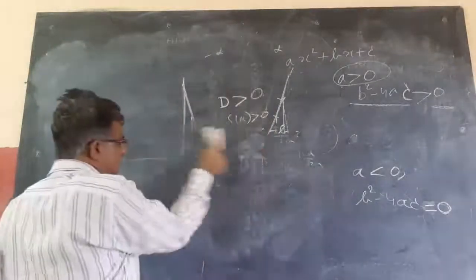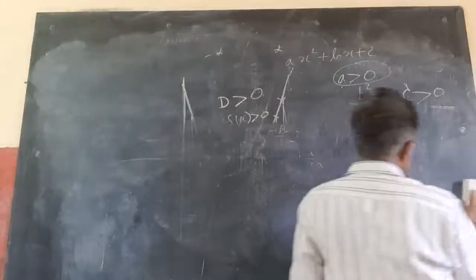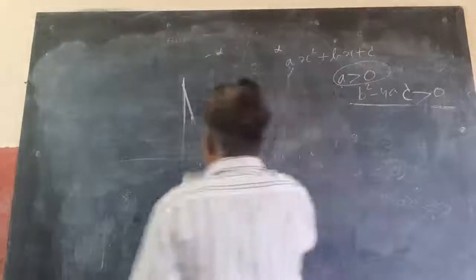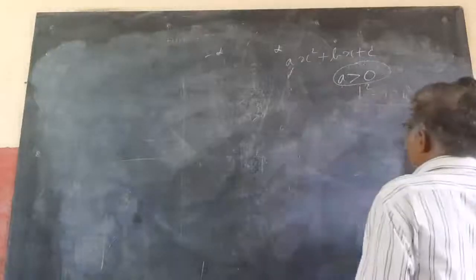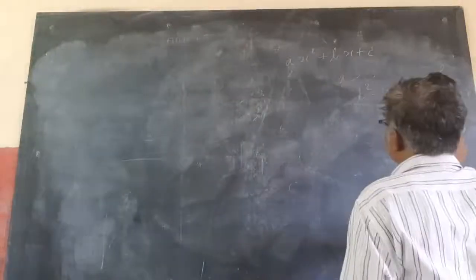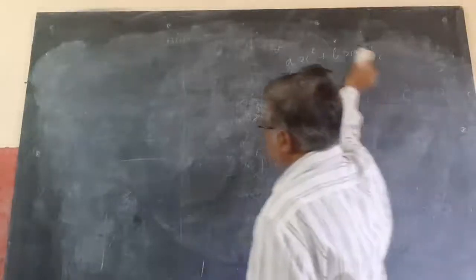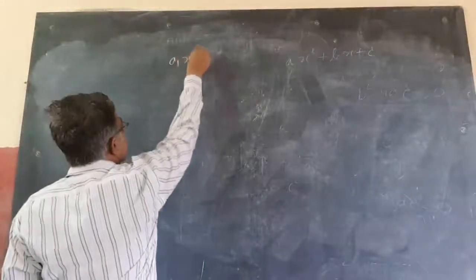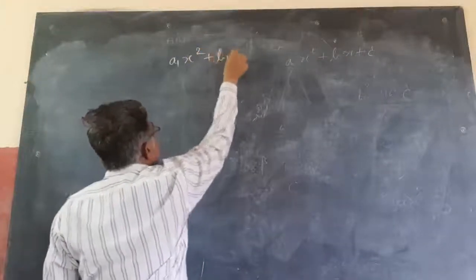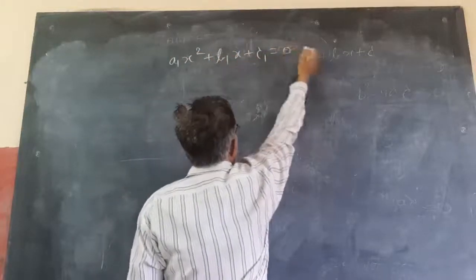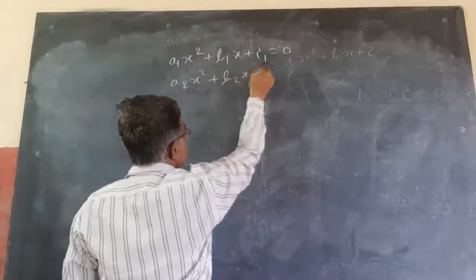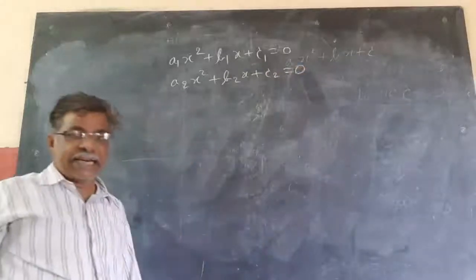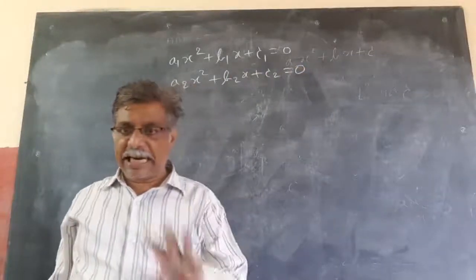Next, one more concept left out is commonness. If two quadratic equations have one root in common, what is the condition? We will derive that. For example, a1x square plus b1x plus c1 equal to 0 and a2x square plus b2x plus c2 equal to 0 have a common root. Then what is the condition?